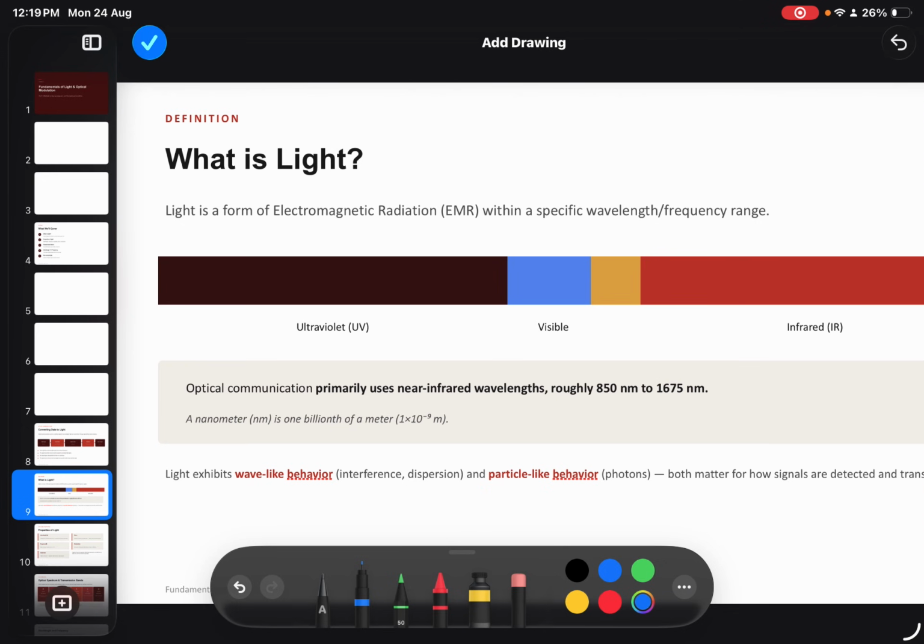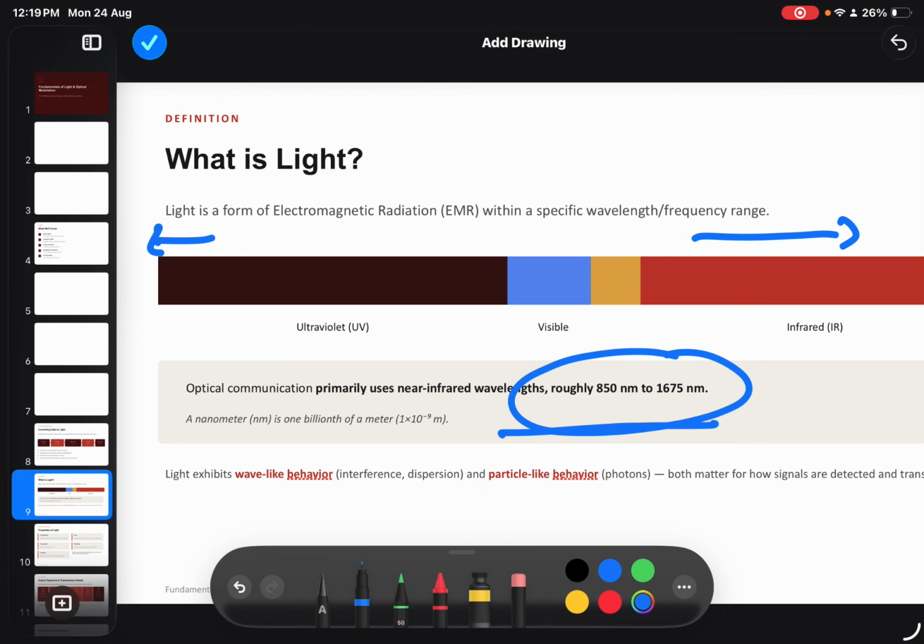Now this was what I was talking to you about. These are the ranges that we use for communication: the ultraviolet, visible, as well as near IR range. So it lies in this spectrum, that is 850 nanometers to 1675 nanometers.